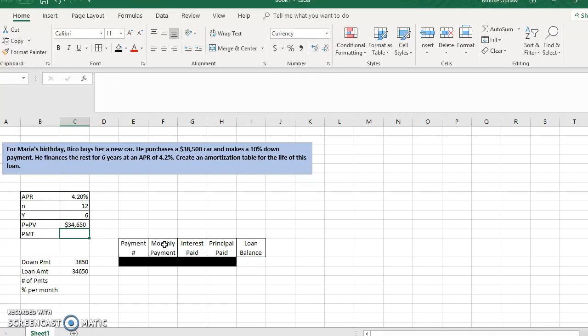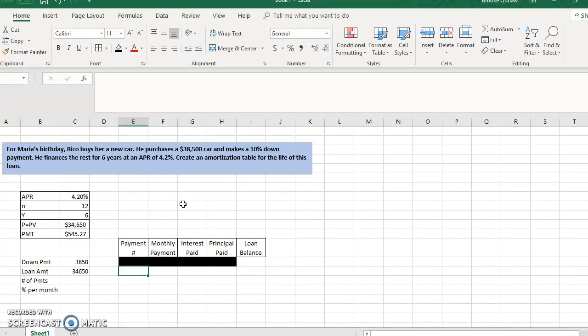Now that we have our information, we can go ahead and use our PMT function, which is going to be our APR divided by our N, comma, our N times our Y, comma, negative P. So the monthly payment that Rico will have to make is $545.27.